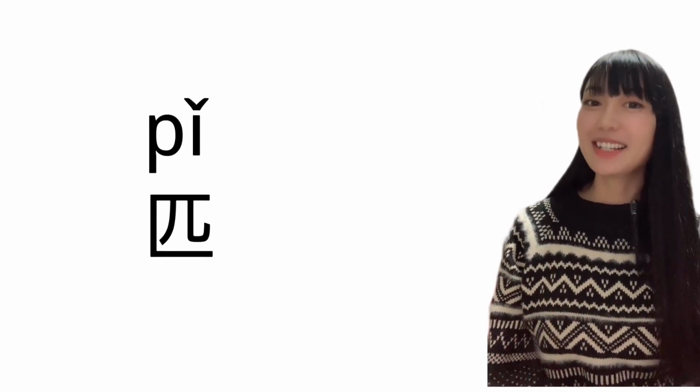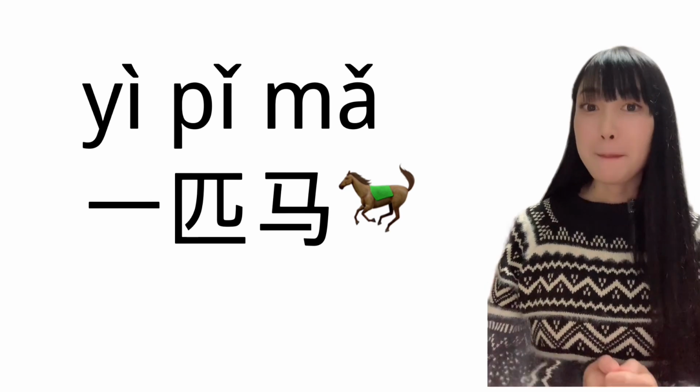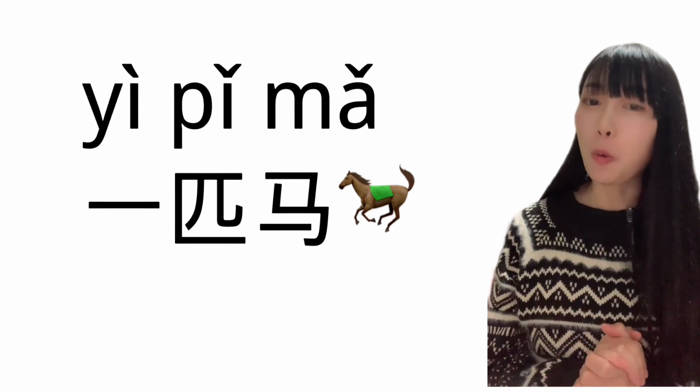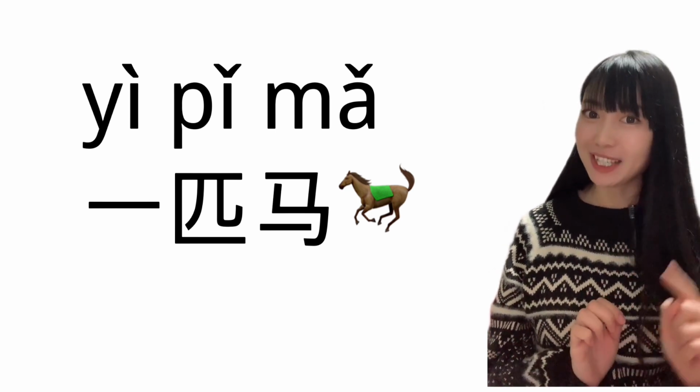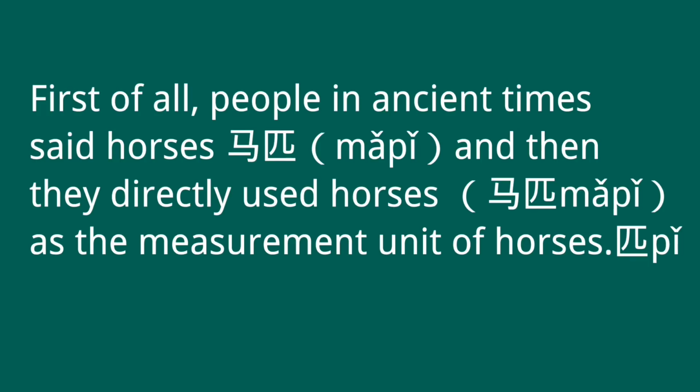Okay, the last quantifier today, 匹. Maybe you will say, the horse is so big. Why don't we say 一头马, but we have to say 一匹马? Well, it's a known story. First of all, people in ancient times said 马匹, and then they directly used 匹 as the measurement unit of horses. 匹, 匹.